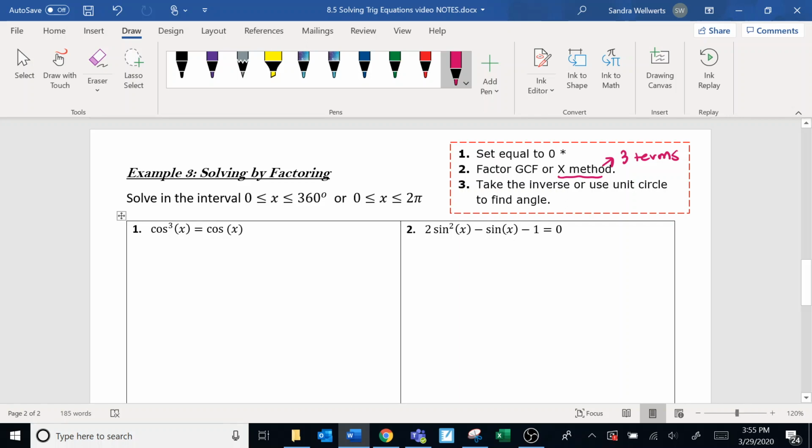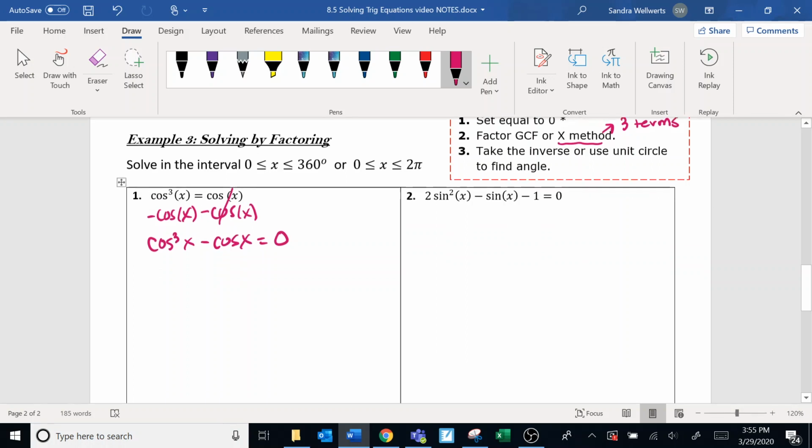All right, so number 1 is cosine cubed x equals cosine x. Step 1 says to move the cosine over to the left side because I need to set it equal to 0. So I'm going to subtract cosine x from both sides. I'm left with cosine cubed x minus cosine x equals 0. I can't combine the cosine cubed minus cosine x. I can't just say that's cosine squared because they don't have the same exponent. It's like saying x cubed minus x gives me x squared. We know that's not true. Same rule applies for trig functions.